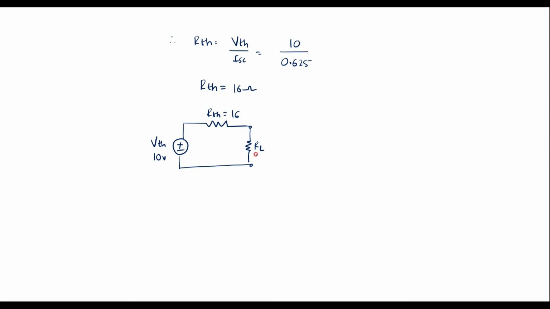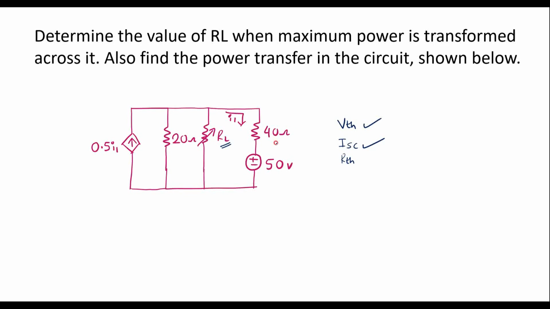This is RL. We know that maximum power will be delivered only when this RL is equal to RTH. Therefore RL must be equal to 16 ohm. So if RL is equal to 16 ohms, then maximum power will be transferred. Therefore RL must be 16 ohm. Thus we calculated the RL value, which is 16 ohm.